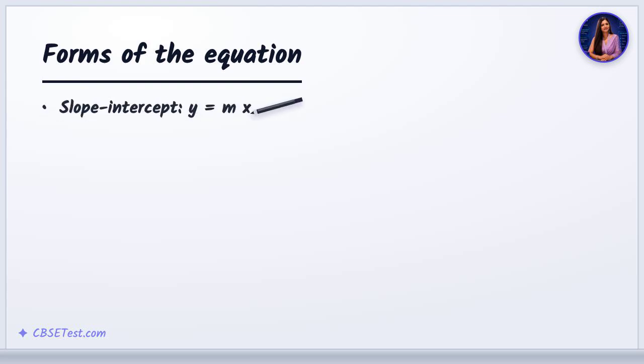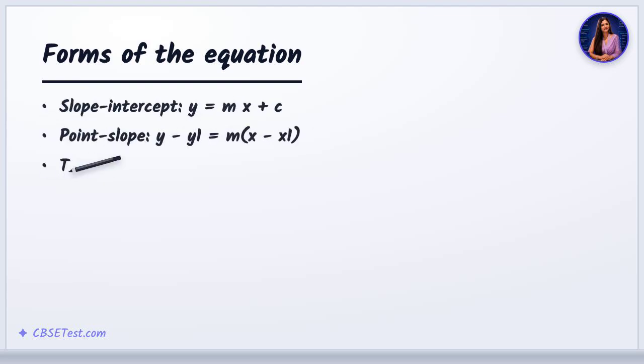A line has several equivalent equations. Slope-intercept, y equals mx plus c, is the most familiar. Point slope is ideal when you know a point and the slope.